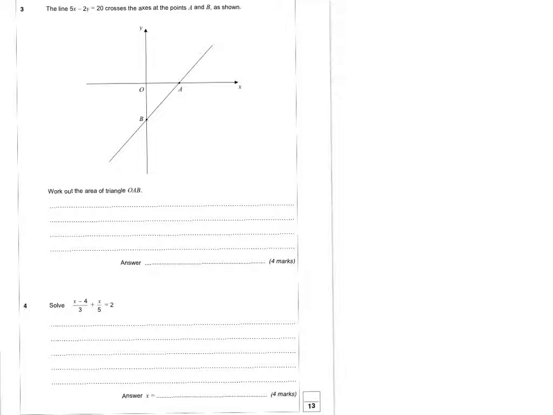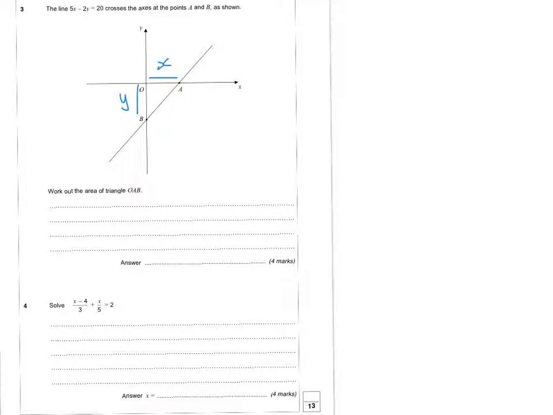Question 3. The line 5x minus 2y equals 20 crosses the x-axis at the points A and B as shown. Work out the area of the triangle. So if I can work out that length there, and then it's a half x times y.